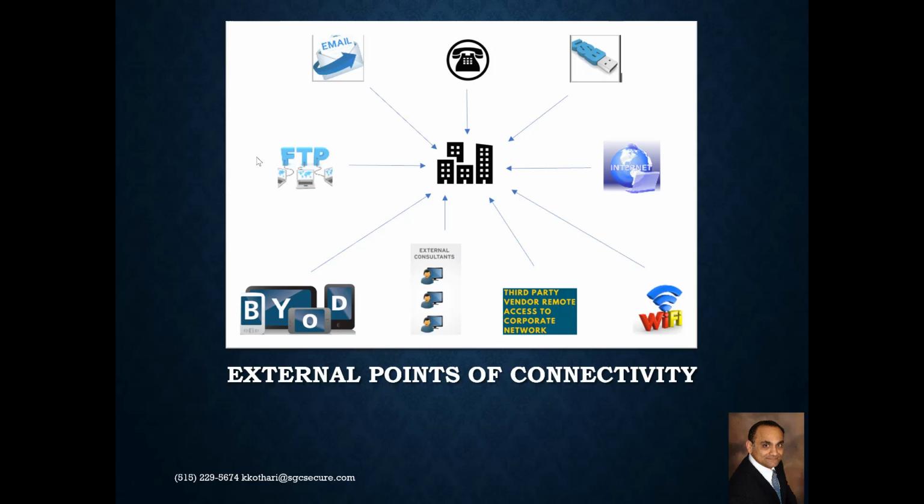Wi-Fi, having wireless access to the corporate network is a risk. It's not an uncontrollable risk. It's definitely a controllable risk, but it's another method that hackers can get in. And then the harder one to control is your third-party providers, third-party vendors with remote access to the bank's network.